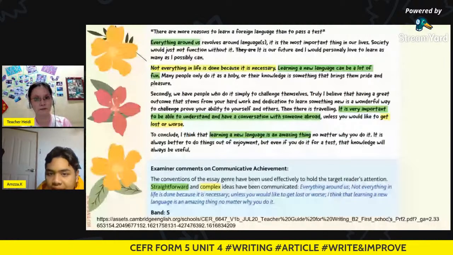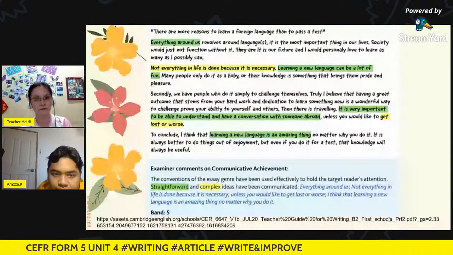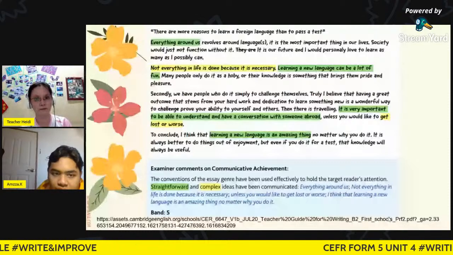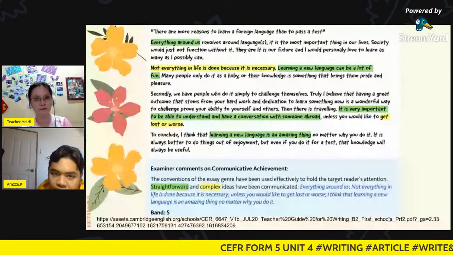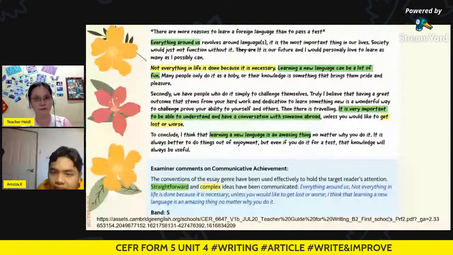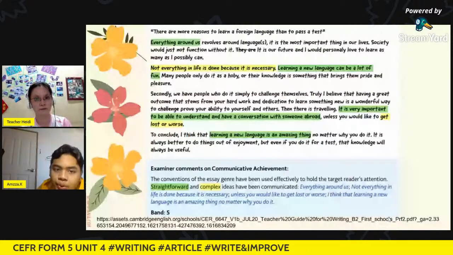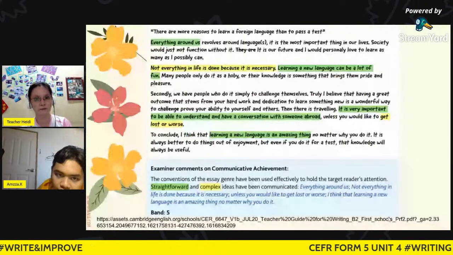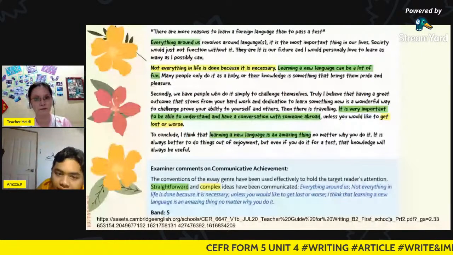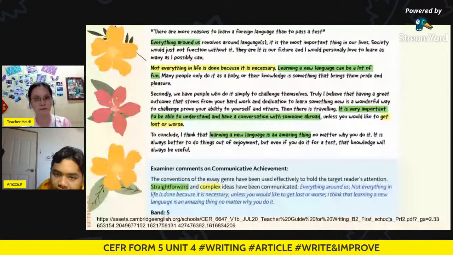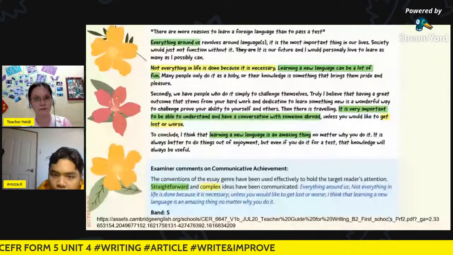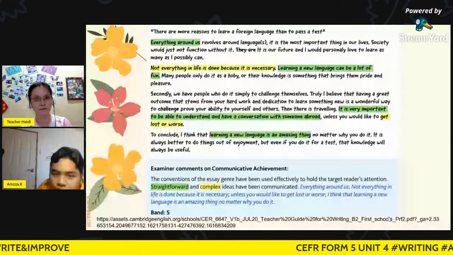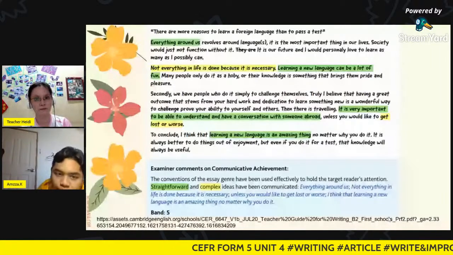Truly, I believe that having a great outcome that stems from your hard work and dedication to learn something new is a wonderful way to prove your ability to yourself and others. Then there is traveling. It is very important to be able to understand and have a conversation with someone abroad, unless you would like to get lost or worse. To conclude, I think that learning a new language is an amazing thing. No matter why you do it, it is always better to do things out of enjoyment. But even if you do it for a test, that knowledge will always be useful.